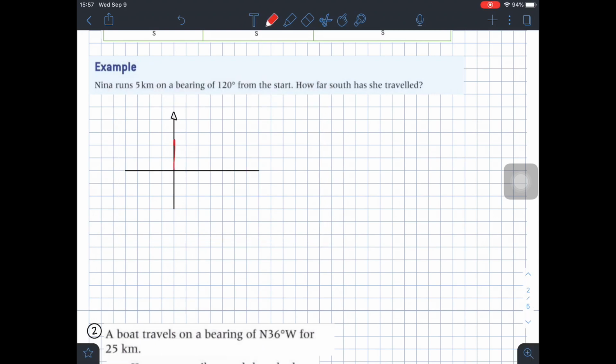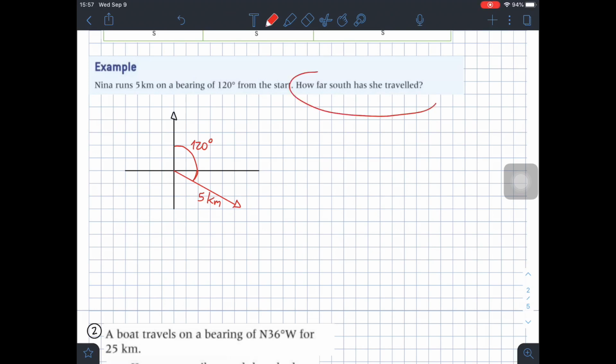So from north, we want to go 120 degrees clockwise, right? So we trace our north first, and then we see 120 degrees. This is 90 up to there, so we need to go a little bit more, maybe up to there, right? So this direction over here represents a bearing of 120 degrees, okay? That's how we work with bearings. This is the direction that Nina is following, so she runs 5 kilometers in that direction. That means that this arrow over here is 5 kilometers long.